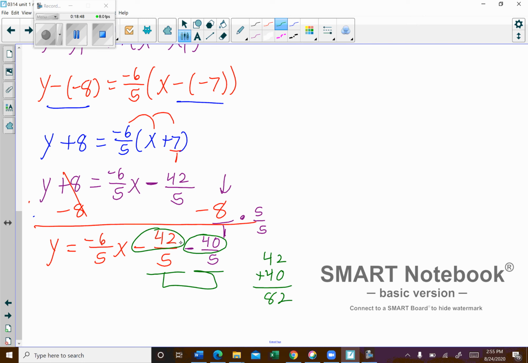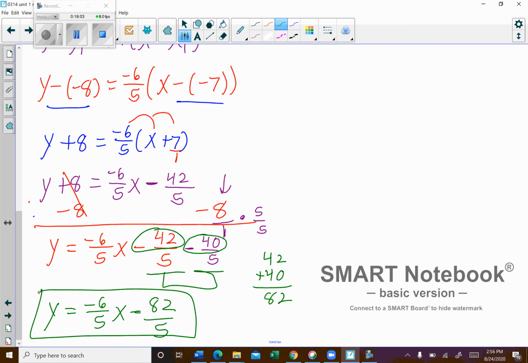So it's going to be a -82/5 right there. So our final result is y equals -6/5x minus 82/5. And that is our answer right there.